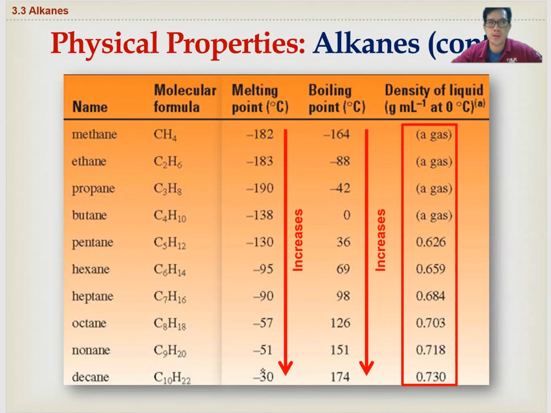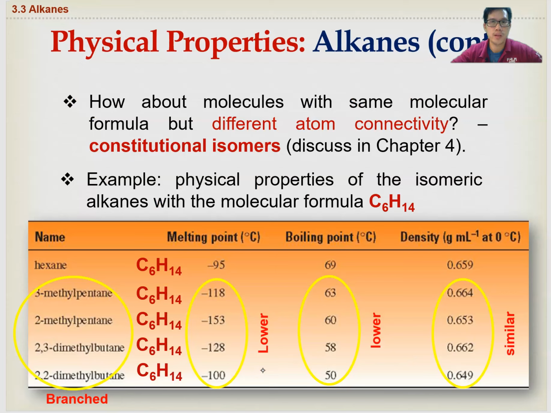How about if they have branches? Branch is when they are not straight chain. You can see from here they branch. Branched chain and straight chain, although they have the same molecular formula, have a different structure. You can see that they have an influence.